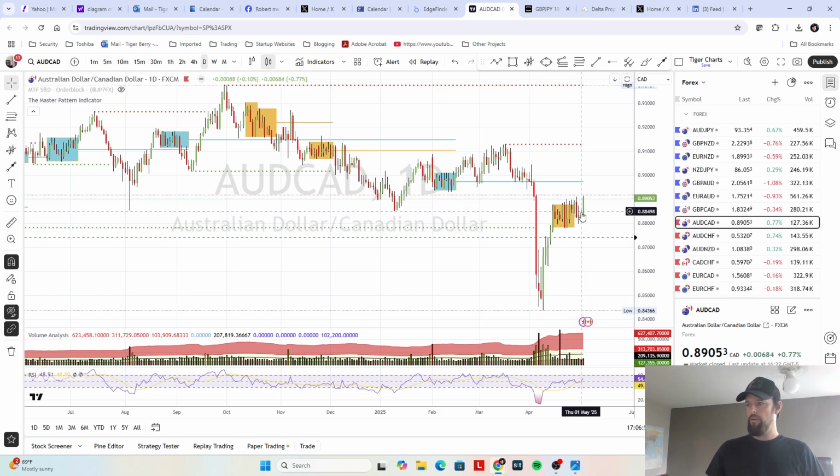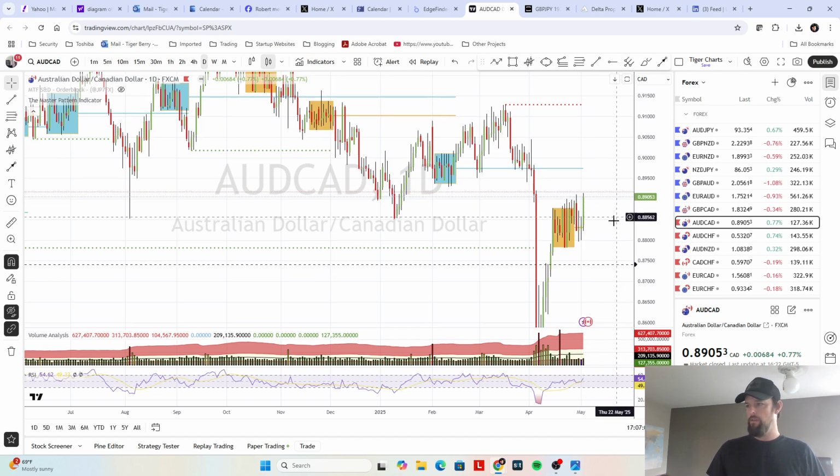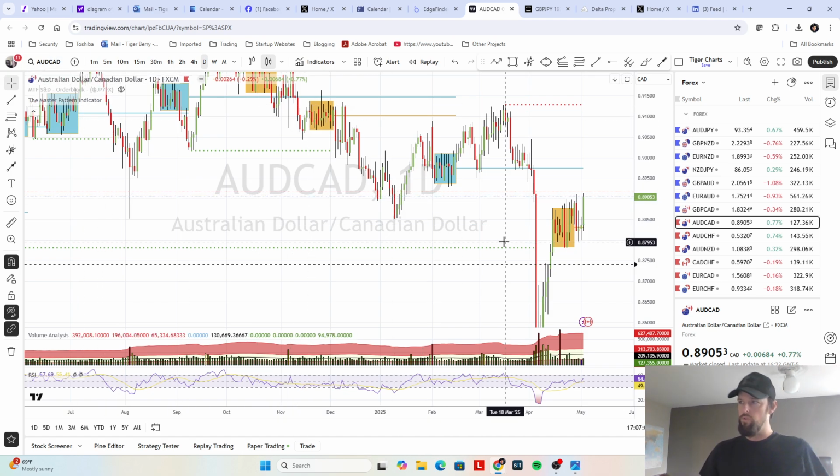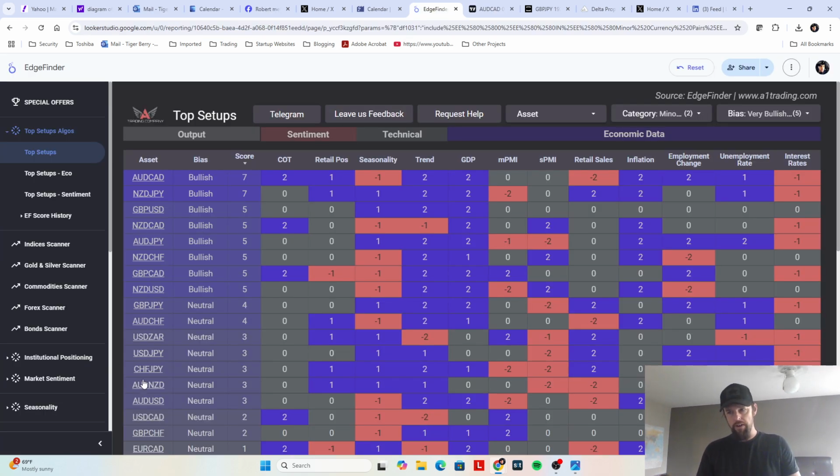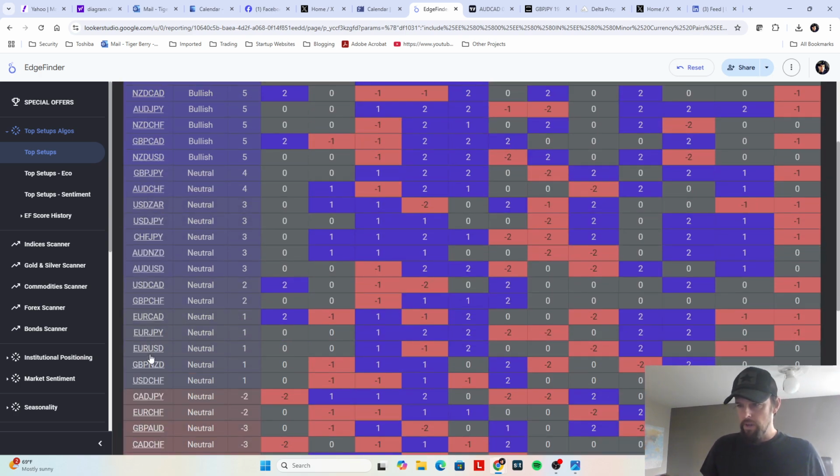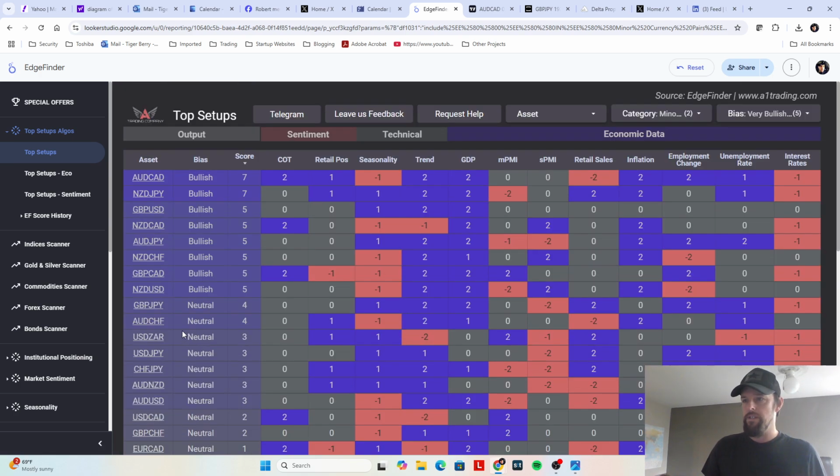Price kind of went out, and it's basically made some higher highs if I zoom in on it a little further. Now, Aussie Canada dollar, I'm paying attention to longs only because of my edge finder. If I look at the Aussie Canada dollar, where's it at? It's at the very top, I think. Yeah, look at that, Aussie Canada dollar.